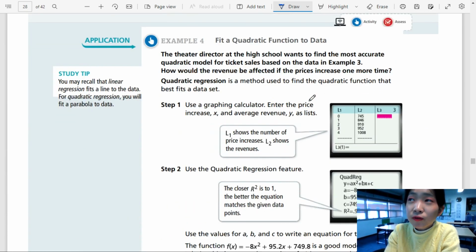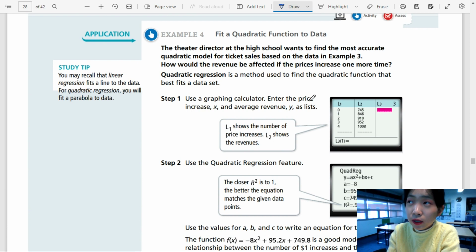Okay, let's look at example 4. That would be our last example. Fit a quadratic function to data. The theater director at a high school wants to find the most accurate quadratic model for ticket sales based on the data in example 3. How would the revenue be affected if the prices increase one more time? So it's going to increase one more time.